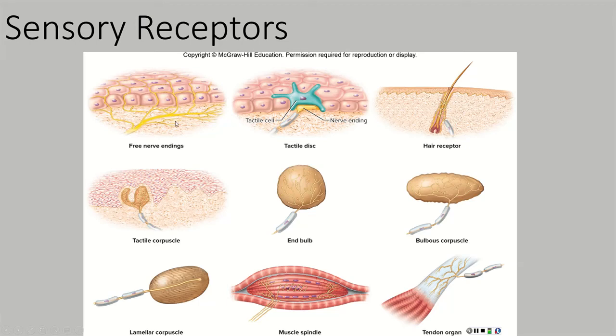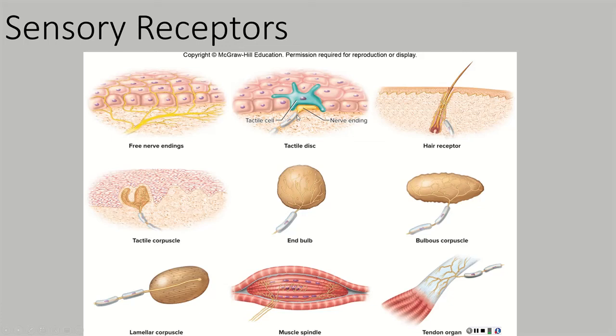First, we have free nerve endings. Free nerve endings are just completely exposed. We tend to find them in epithelial tissue, in connective tissue, but they could be anywhere in the body. And we can see the nerve endings just kind of reach out in between cells throughout the tissue. They detect things like heat, like cold, like pain. That's free nerve endings.